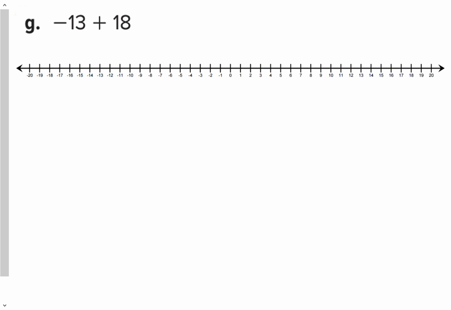Here's example G on page 205. Negative 13 plus 18. So we're going to start at 0. We're going to move all the way left to negative 13. Okay, and then plus positive 18 means we're going to have to move to the right 18. So we're going to move right. That's 13, 14, 15, 16, 17, 18. So this is plus 18. So we ended up at positive 5.